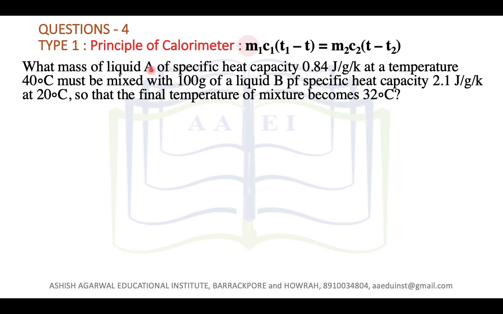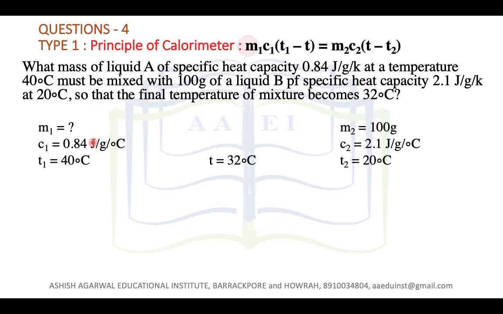So what mass of liquid A? So definitely now the parameter which is missing is mass itself. Of liquid A of specific heat capacity 0.84 at a temperature 40 must be mixed with 100 gram of a liquid B of specific heat capacity 2.1 at 20. So 40 degrees Celsius parameter is missing, mass is missing. 20 degrees Celsius, I think they have given us the mass as well as the specific heat. So the final temperature of the mixture becomes 32. They have given us the value of small t as well. What is missing is M1.